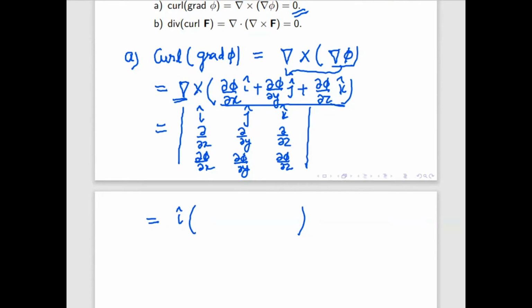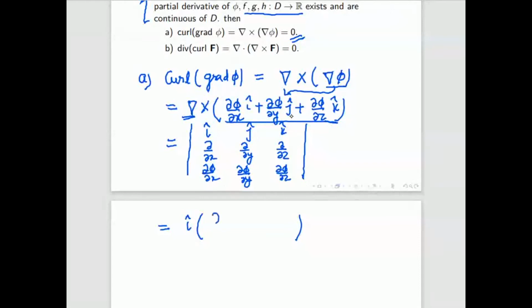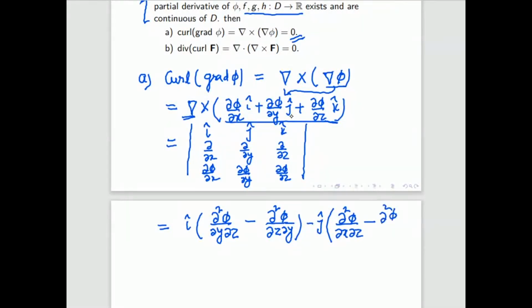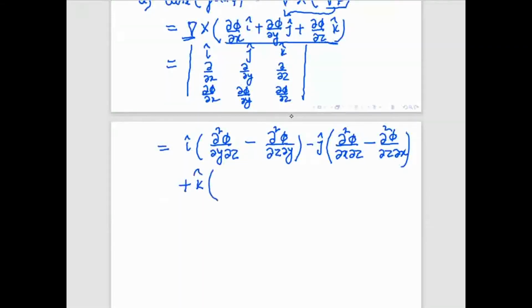Whatever is coming, just tell me. It will come del 2 phi by del y del z minus del 2 phi by del z del y, then minus j cap, j cap will come del 2 phi by del x del z minus del 2 phi by del z del x, and the last one will come k cap del 2 phi by del x del y minus del 2 phi by del y del x. So is it okay?